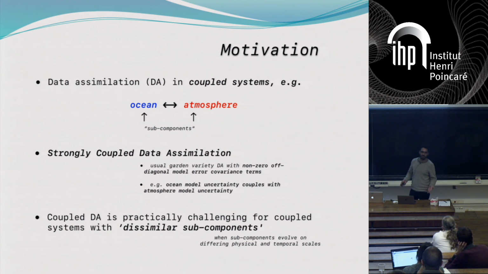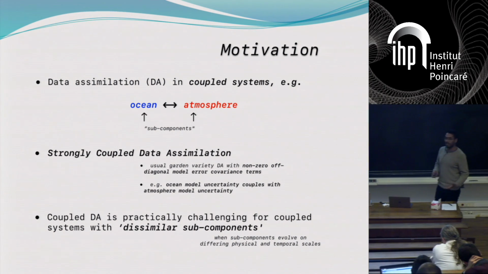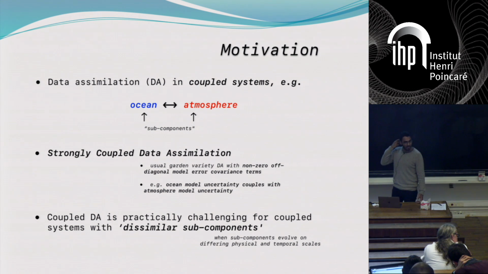Usually when you have just one component, you just have the variance of the component on itself, so you don't have the cross components. But if you have more than one component, then the cross covariance comes into the picture. And like I said, when your subcomponents are evolving on different, for example, temporal scales, then the optimal time stepping of your DA procedure depends on the ratio, or the combination, of both the temporal scales.